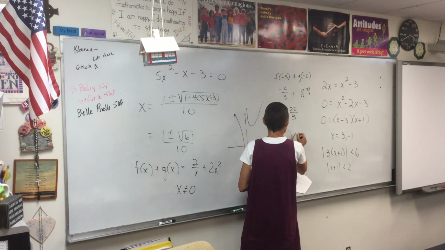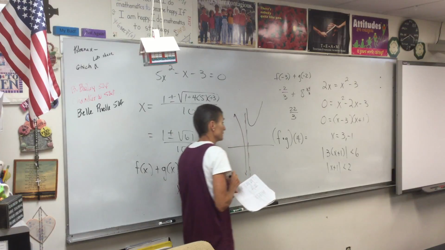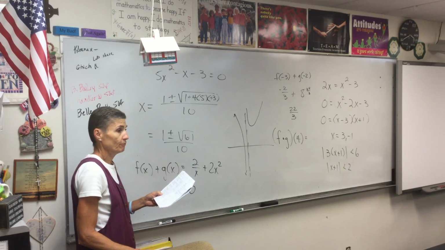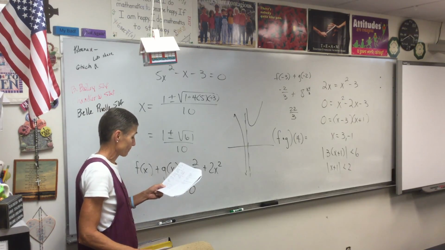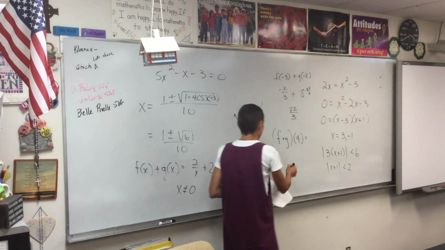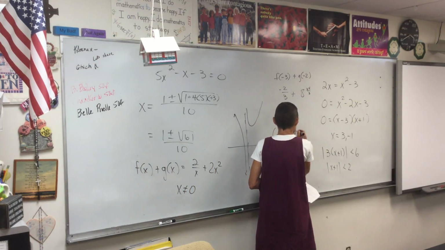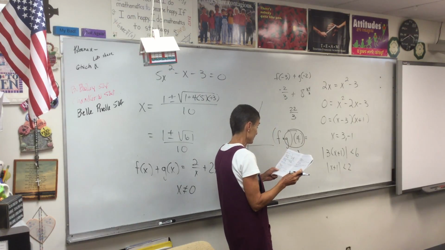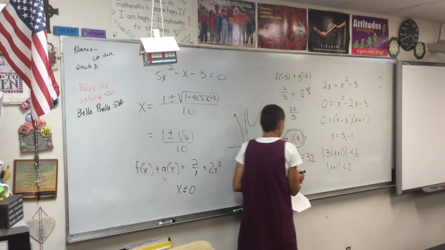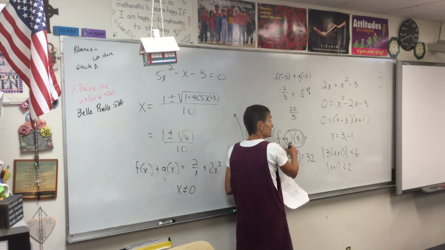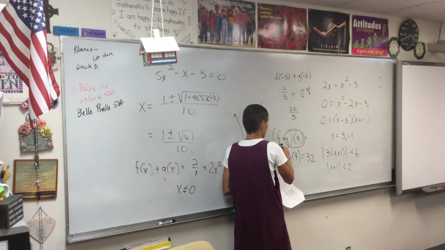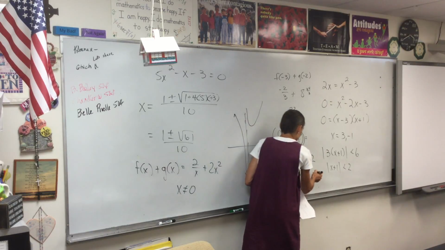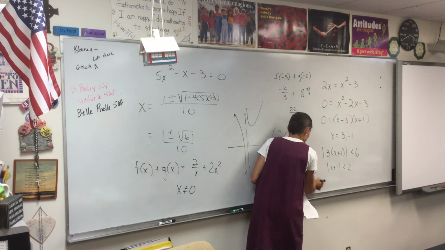F of g of 4. This is the next question. So where do we start? G of 4. We figure out what g of 4 is. What is g of 4? Right here. So we're finding g of 4, and what is it? 32. G of 4 is 32. So f of 32 is 2 over 32, 1 over 16.